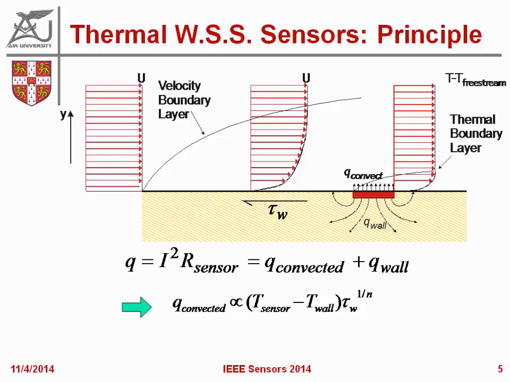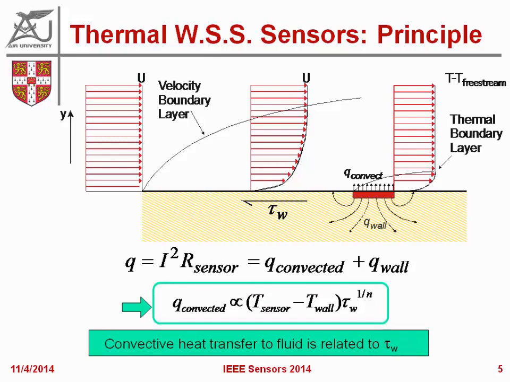There's a calibration procedure through which you can relate the convected power to the wall shear stress, and this N is the unknown, which is to be calibrated for each different fluid, because every fluid has its own convection coefficient, and so on.